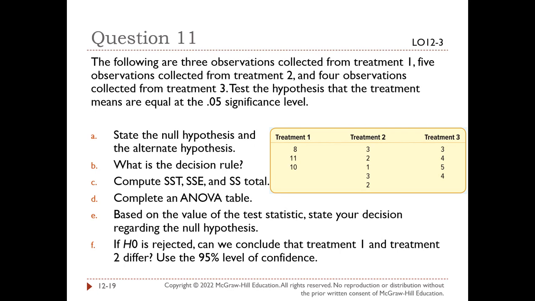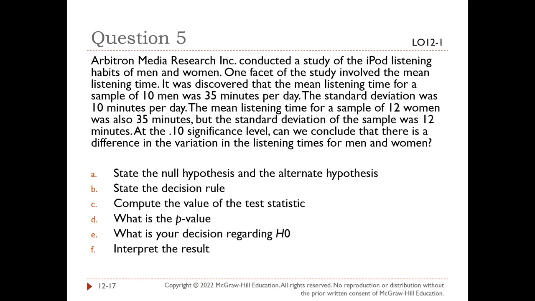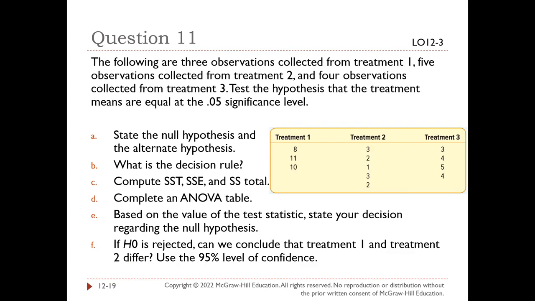Okay, so again, we're dealing with the 0.05 significance level. State the null hypothesis and alternative hypothesis. Again, our null is going to be them all equal. Our alternative is that they're not. I love those questions. Very simple. What is the decision rule? Well, we have to find F. Again, we're going to have to find the treatment degrees of freedom with those charts.